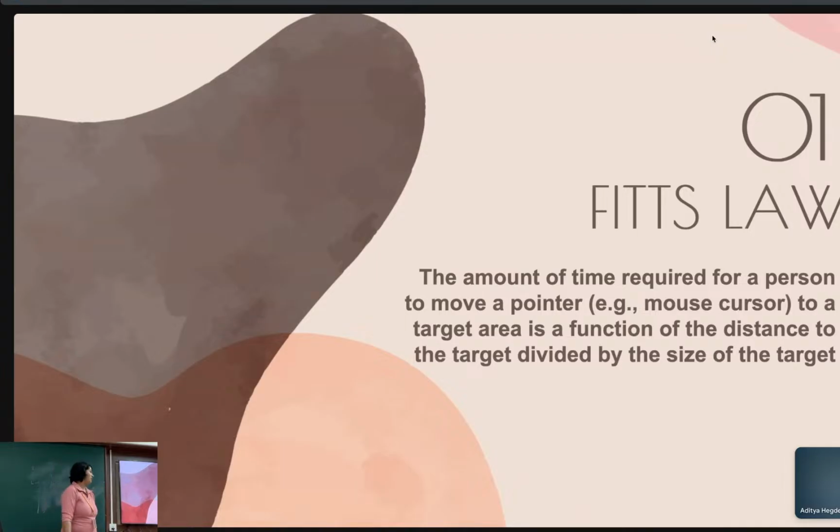Starting with Fitts's law, it says the amount of time required for a person to move a pointer to a target area, that is a button or something, is a function of the distance to the target divided by the size of the target. Now that sounds complicated, but in basic terms, what it's saying is the farther the button or whatever it is from the pointer, and the larger it is, plays a part in how fast you can click that. So there is this person who the law is named after called Paul Fitts.